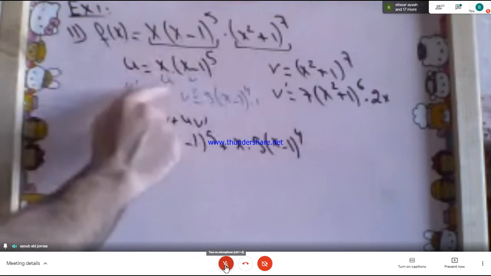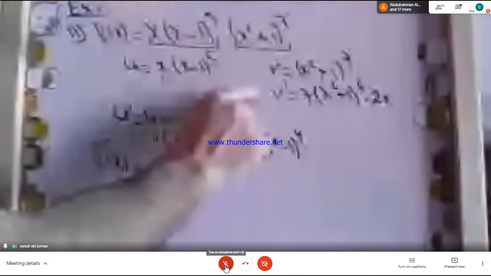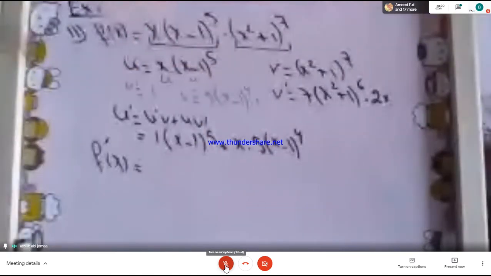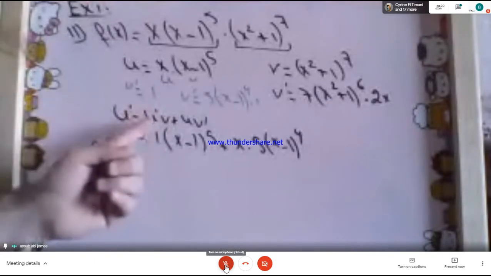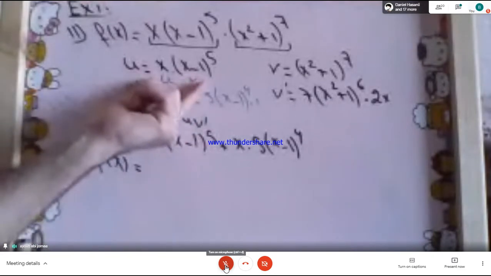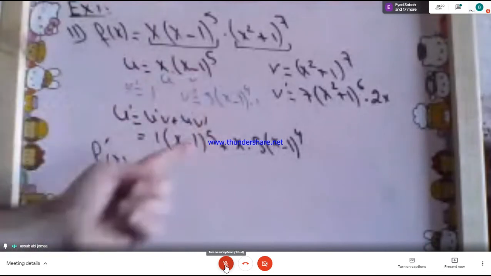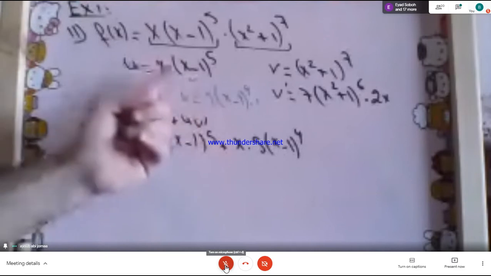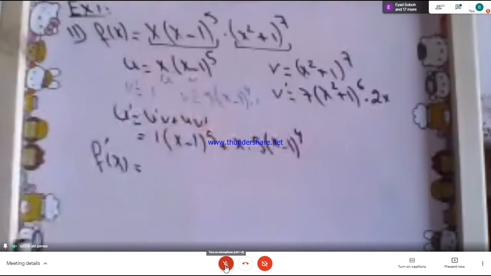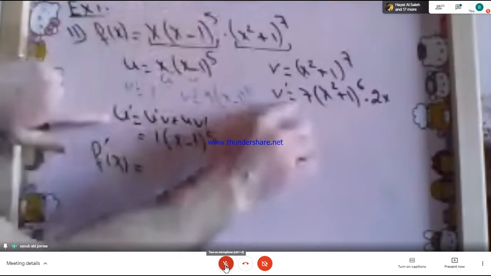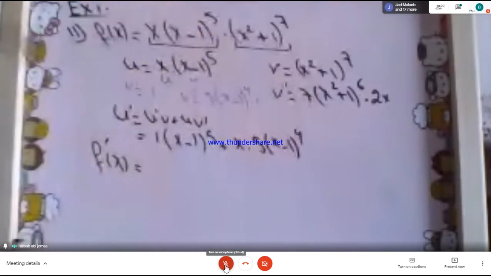Derivative of x is 1. Derivative of x minus 1 power 5, it's 5x minus 1 to the power 4 times the derivative of the inside, so times 1. Of course, no need to write times 1, but just to remind you that I have to multiply by the derivative of the inside. Now, apply the rule u prime v plus uv prime for this function. That is equal to 1 times x minus 1 power 5 plus uv prime x times 5x minus 1 power 4. So this is u prime for the function f. And here we have v prime also for the function f.